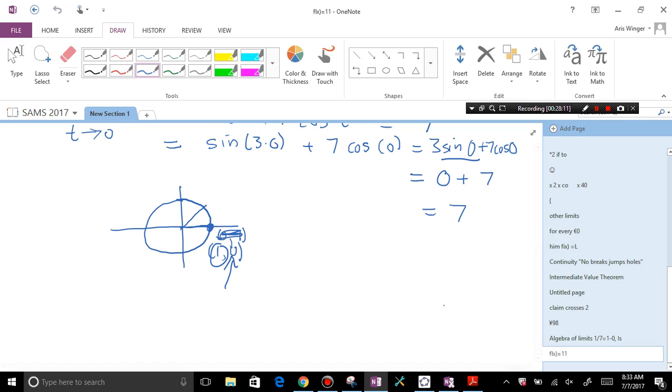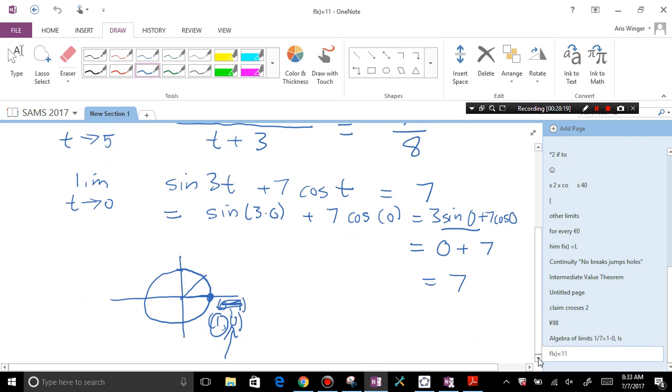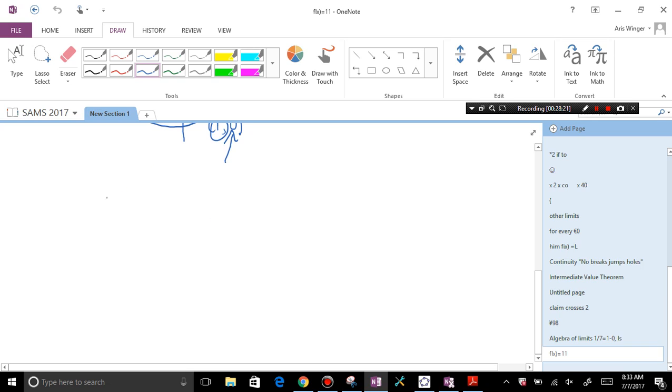Okay, questions about this? The other ones? Was that the last one? That was the last one. Okay, great. Let's get difficult. The limit as t tends to 1 of t squared minus 1 over t minus 1. I'm going to show that that's 2.